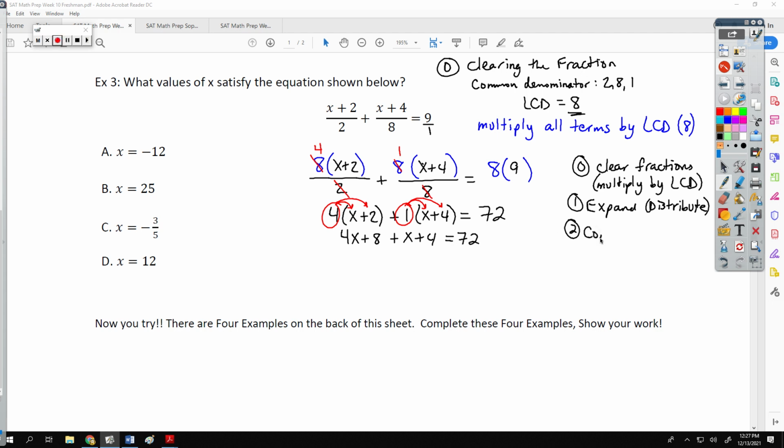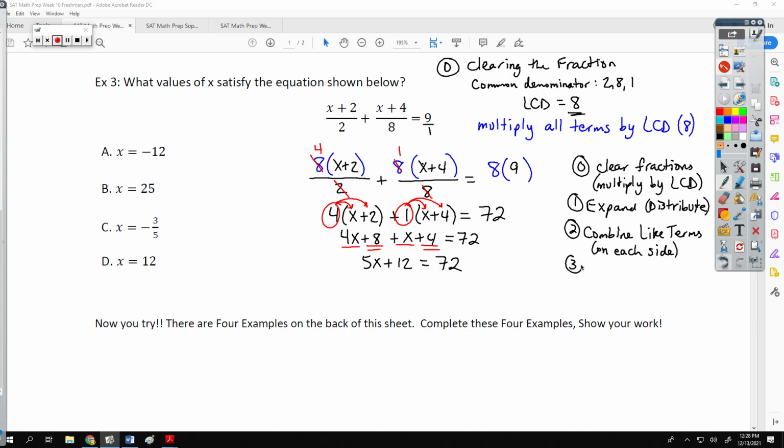Then we combine like terms on each side. So we'd start on the left side with the 4x plus 8 plus x plus 4. And we would ask ourselves, what like terms do we have there? Well, we have 4x plus x and 8 plus 4. So that would be 5x plus 12. The other side, there are no like terms because it's all one number, 72.